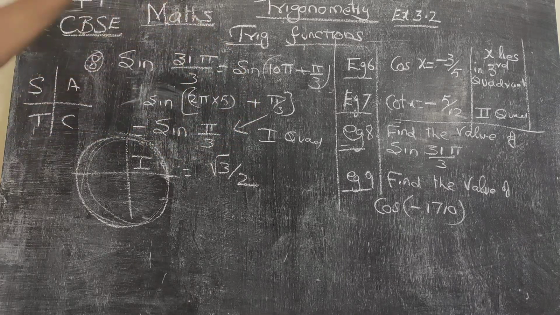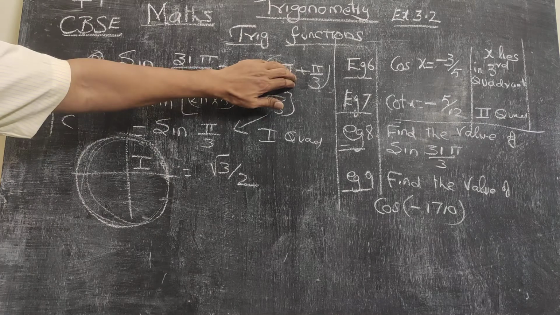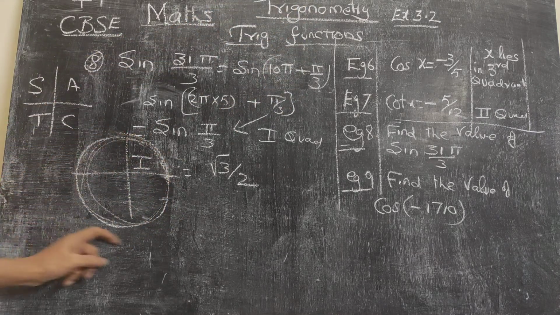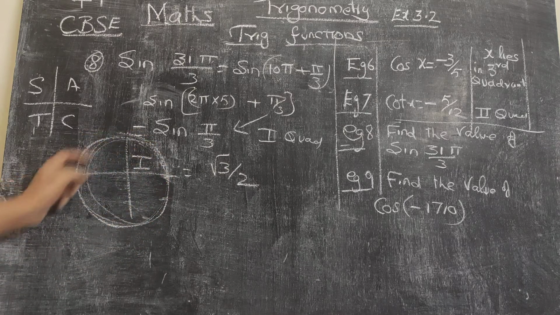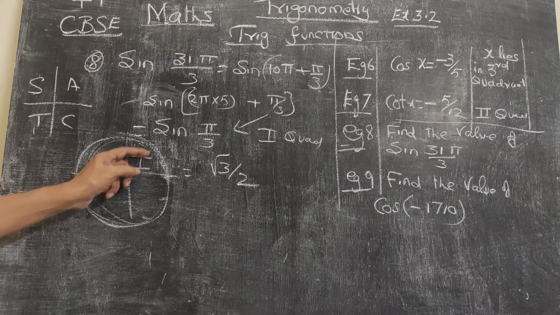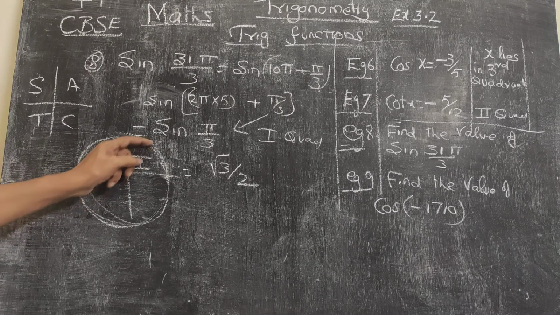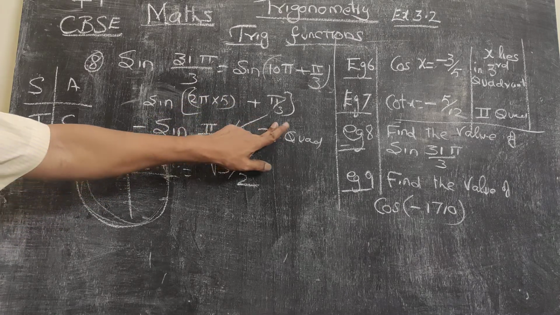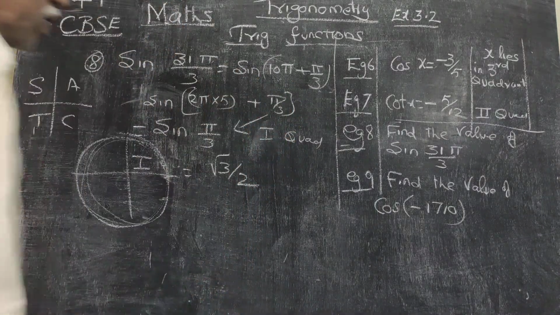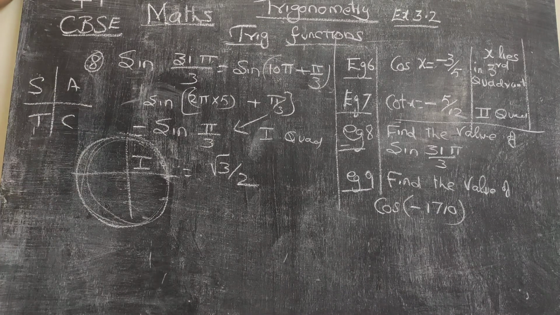In which quadrant is 31 pi by 3? That is 10 pi plus something. 10 pi means 2 pi is 1, then 4 pi, 6 pi, 8 pi, 10 pi and then pi by 3. So it will be coming here, so it is in first quadrant. So you decide that this is in first quadrant, so all trigonometric ratios are positive, and then the value of sine pi by 3, which you are thorough from your 10th, is root 3 by 2.